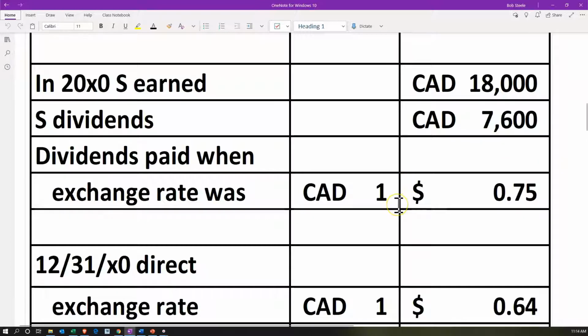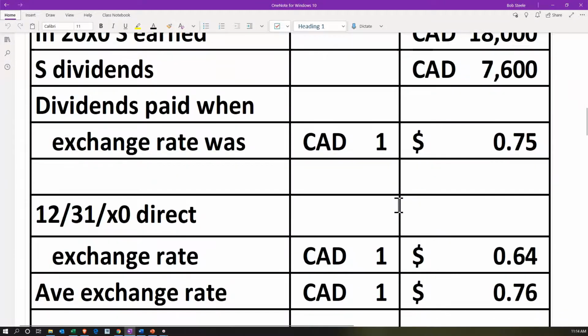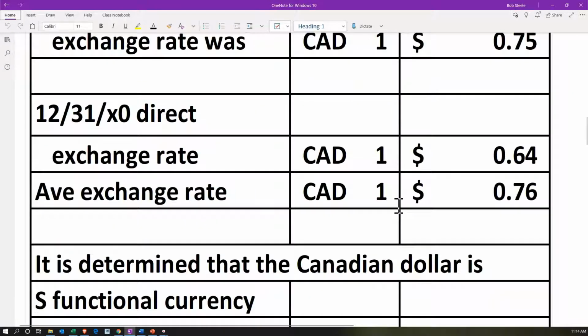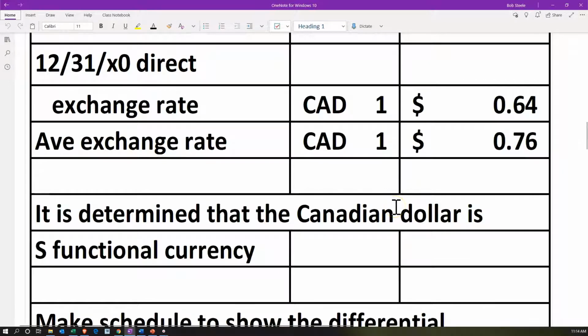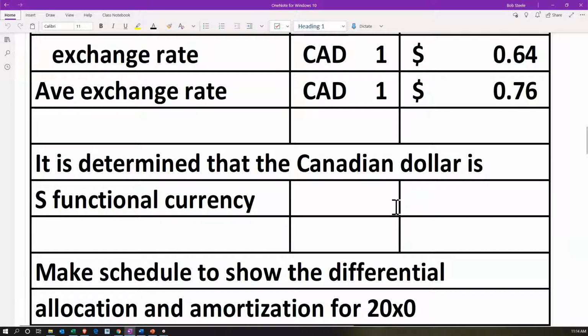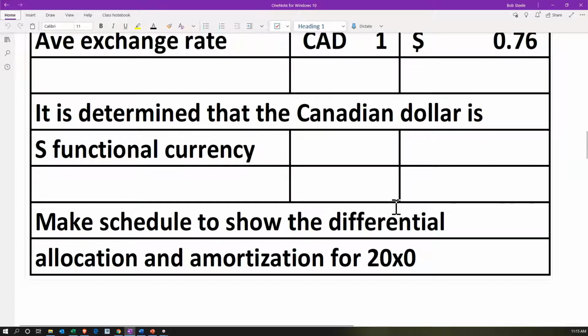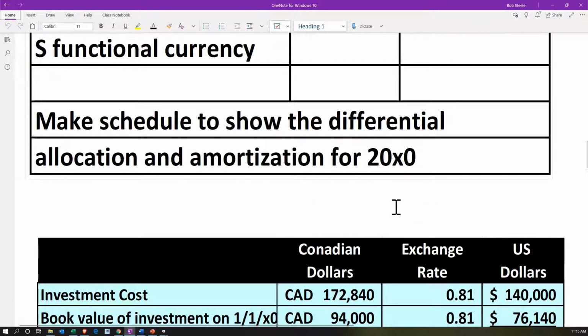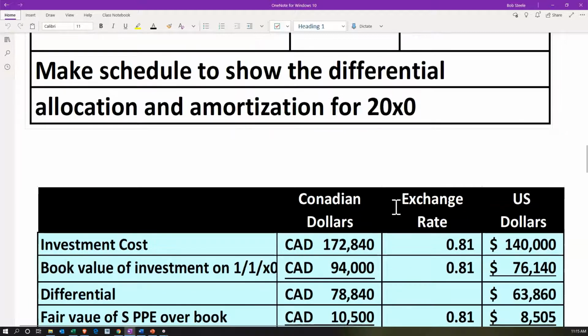In 20X0, the subsidiary earned 18,000 Canadian dollars and had dividends of 7,500 Canadian dollars, paid when the exchange rate was 1 Canadian dollar to $0.76. On 12/31/X0, the direct exchange rate was 1 Canadian dollar to 64 cents, and the average exchange rate is 1 Canadian dollar to 0.75. It is determined that the Canadian dollar is the subsidiary's functional currency, the foreign currency. So make a schedule to show the differential allocation and amortization for 20X0.